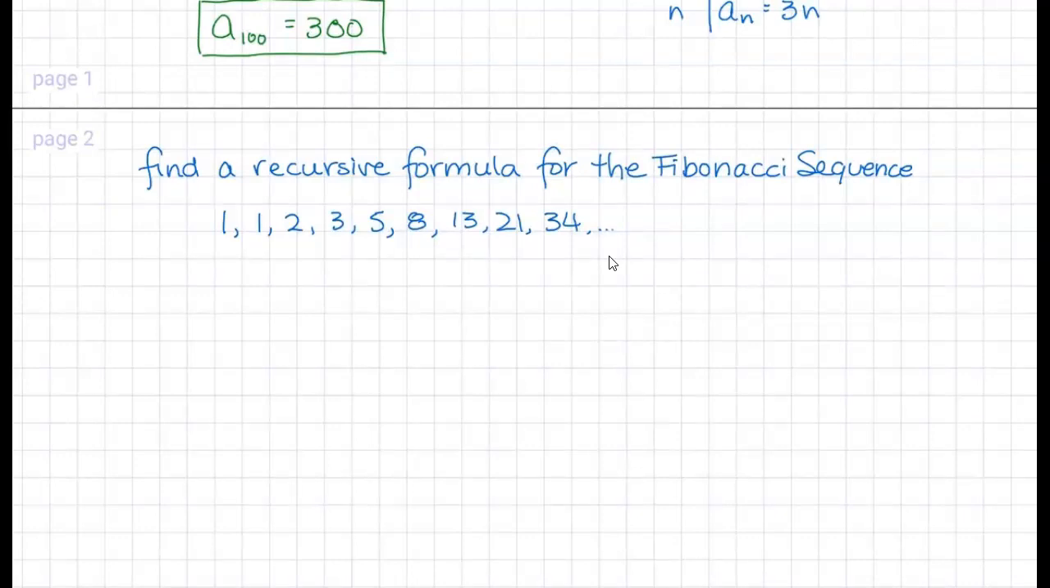So the way a recursive formula looks like is this. There's actually parts to it. There's 2 parts to the recursive formula. You have to say, where do you start? And you have to say what you do each time.